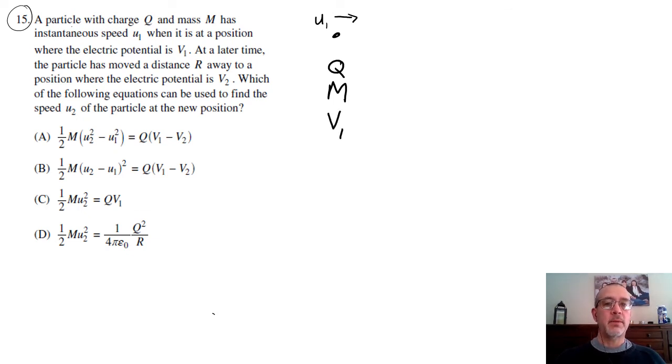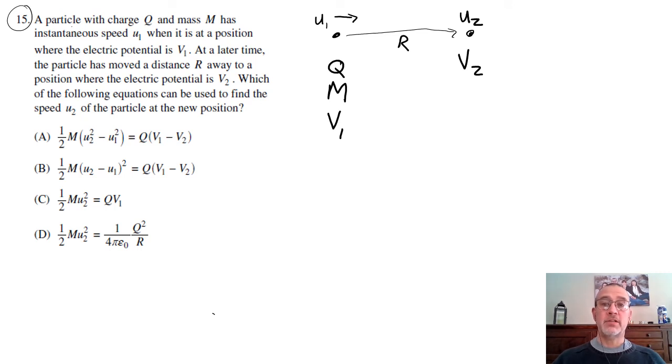At a later time, the particle has moved a distance R away. So let's move to a new place here where this is capital R. That's my new location, where the electric potential is V2. Which of the following equations can be used to find the speed U2 of the particle at the new position? So at this position, it's going to be U2.